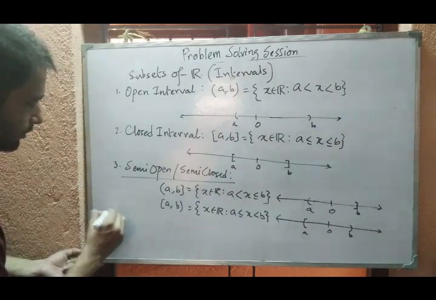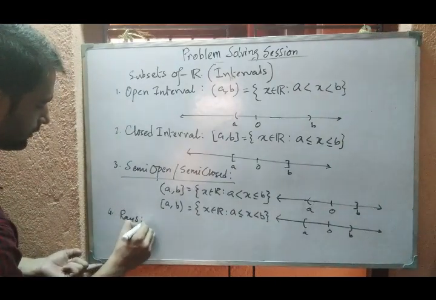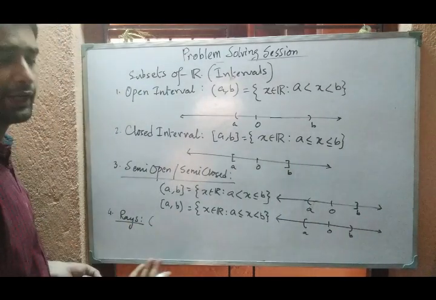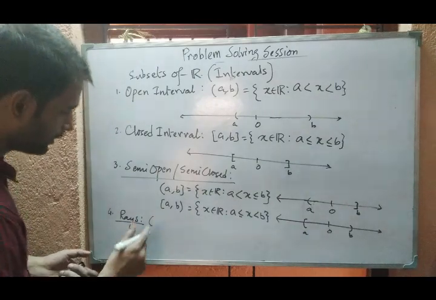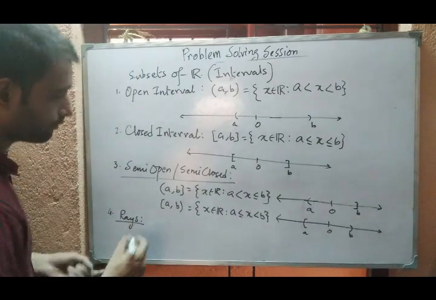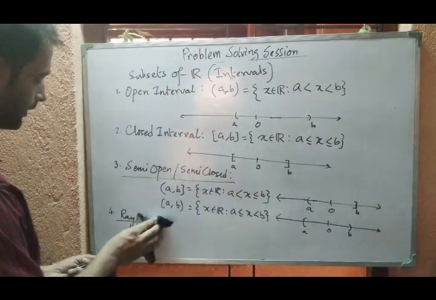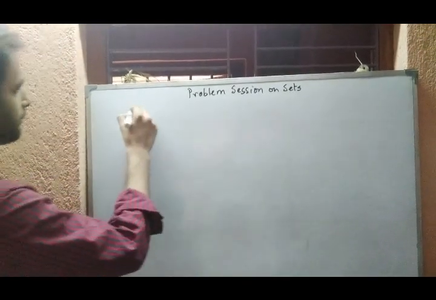Number 4 is the rays. These are called rays. Rays are defined by one side being infinity or minus infinity, and the other side being a fixed real number. So there will be two types of rays, one is open ray, one is closed. Let me write it at the top. So there are two types of rays.